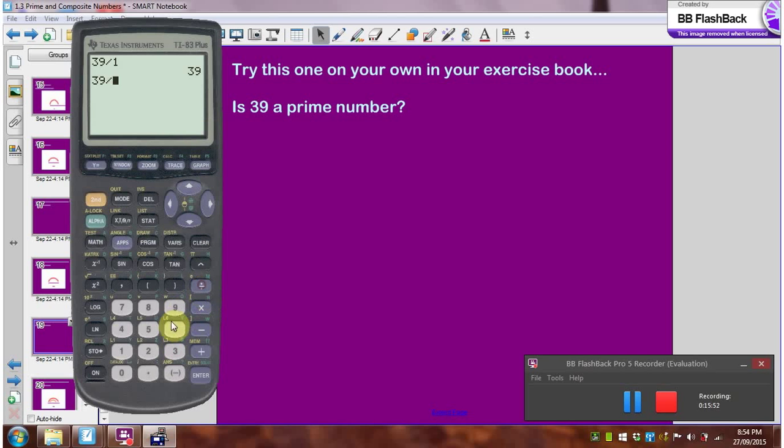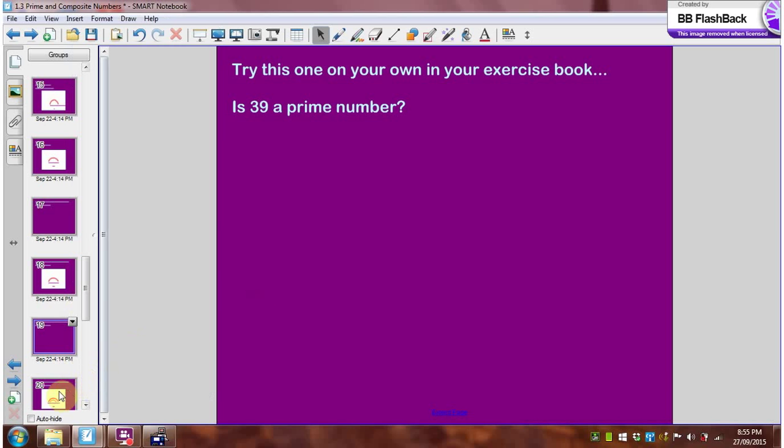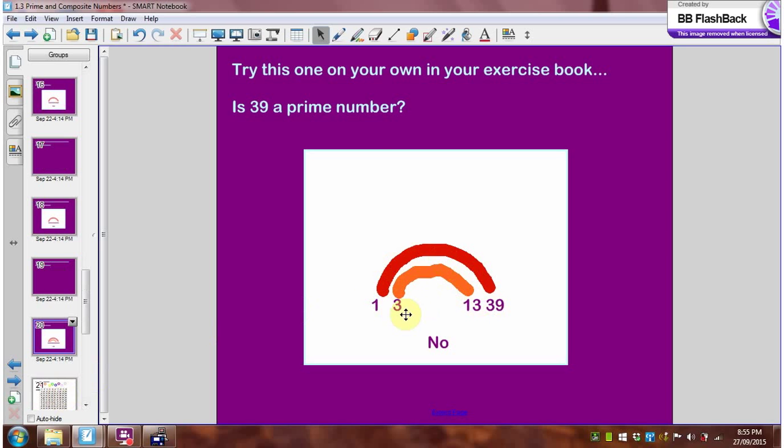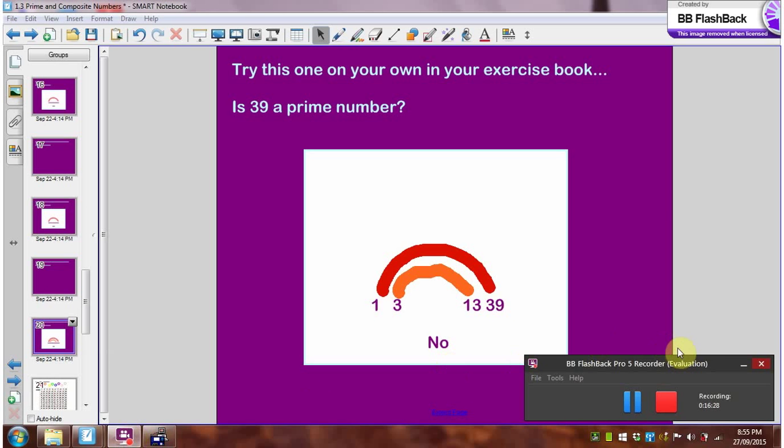Okay, so 39 divided by 2. Nope. 39 divided by 3. Okay, here we have a whole number. So 3 and 13 are factors of 39. So we've already found another curve on the rainbow. If we draw our factor rainbow, we have 1 and 39, 3 and 13. So we know that because we already got another curve, no, 39 is not a prime number. Okay, if that confuses you, please pause the video and ask me for help. If not, you're ready to move on.